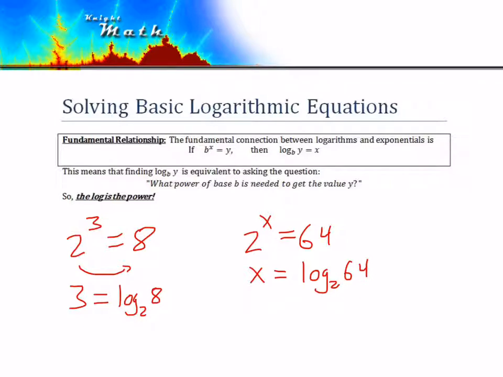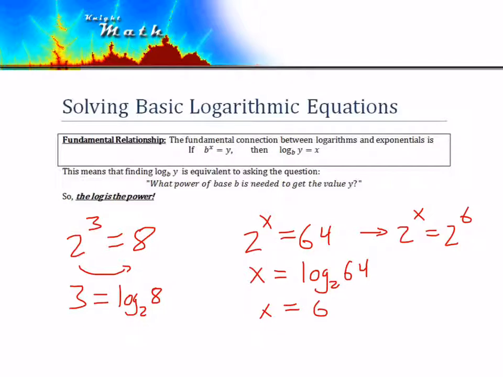Right now, we can just go through and figure out things that we know about 2. 2 to the third we know is 8. 2 to the fourth is 16. 2 to the fifth is 32. And if you keep going, 2 to the sixth is 64. So 64 is 2 to the sixth, and we can see that x is 6. So anyways, that's the basic definition.